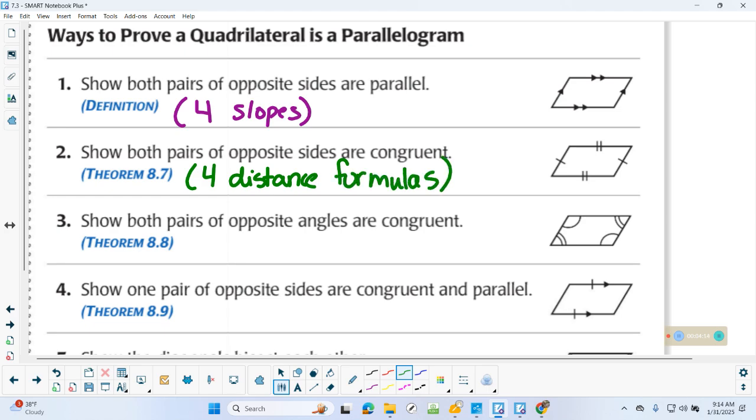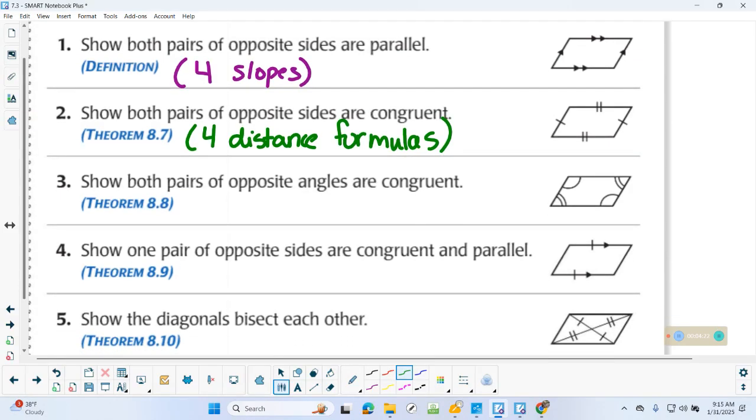So I'm going to be honest, I kind of avoid number 2 if I can, because just calculating 4 distance formulas is pretty dang time consuming. Okay, both pairs of opposite angles are congruent, so they might just give you that information, so that might be an easy one. We just have to see what they give you.